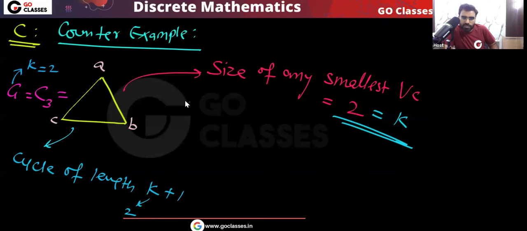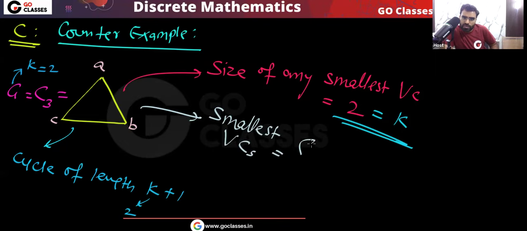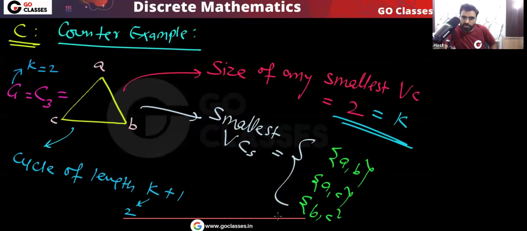Here you can notice what are the smallest vertex covers. I can take AB, that will be a smallest vertex cover. I can take AC, that is a smallest vertex cover. I can take BC, that is a smallest vertex cover. Now you can notice this vertex A. This is on a cycle of length k plus 1, but this does not belong to this smallest vertex cover. This vertex B is on a cycle of length k plus 1, but it does not belong to this smallest vertex cover. And this vertex C is on a cycle of length k plus 1, but it does not belong to this smallest vertex cover.